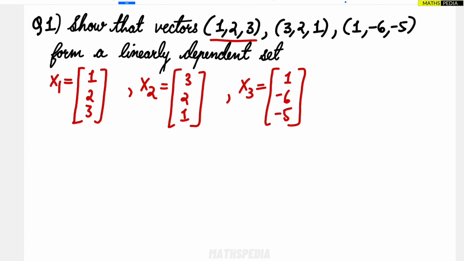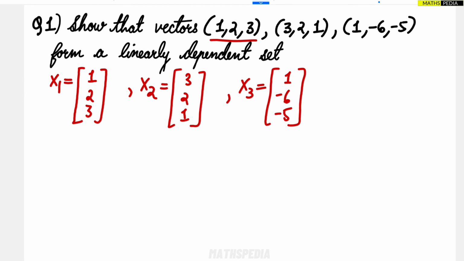So we are going to do one problem based on linearly dependent sets. Here is the question: show that the three given vectors, each having three elements, form a linearly dependent set. We have to understand the fact that the answer will start from here, so this is not given in the question.